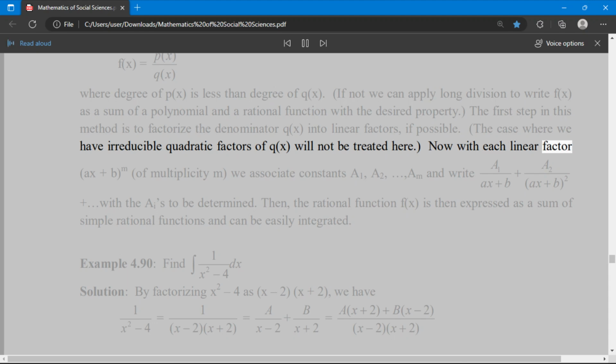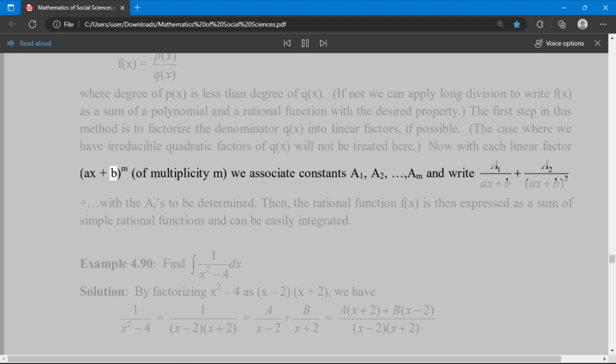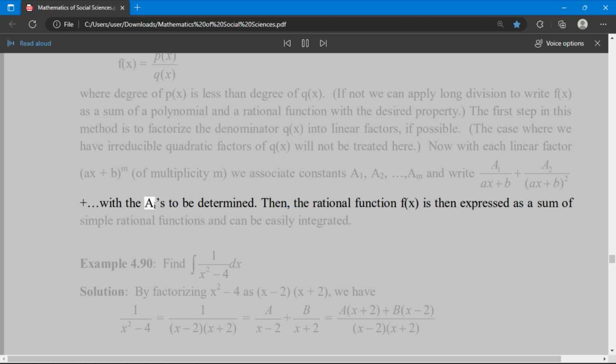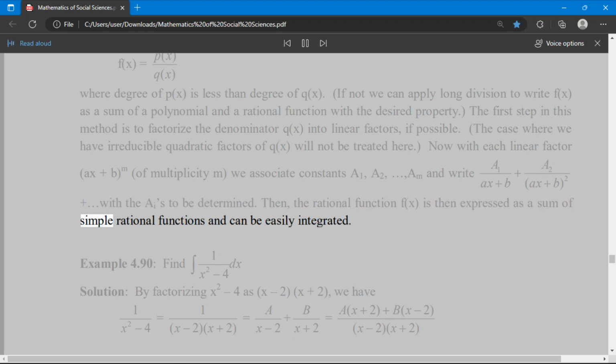Now, with each linear factor (x plus b) of multiplicity m, we associate constants a1, a2, ..., am and write a1/(x+b) + a2/(x+b)^2 + ... + am/(x+b)^m, with the a_i to be determined. Then, the rational function f(x) is expressed as a sum of simple rational functions and can be easily integrated.